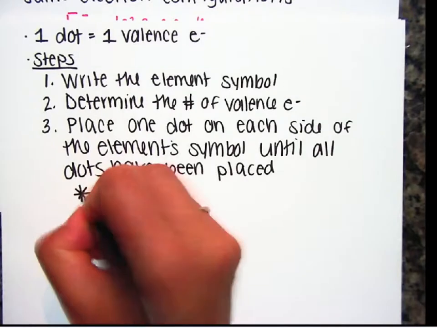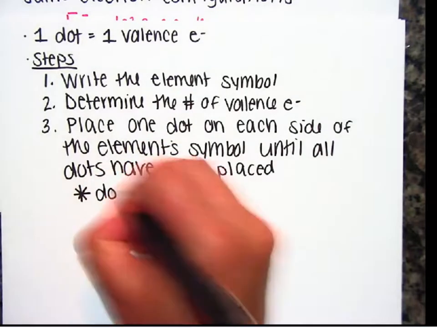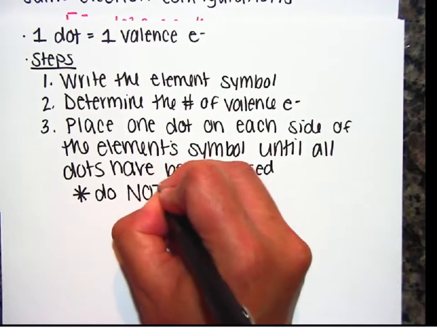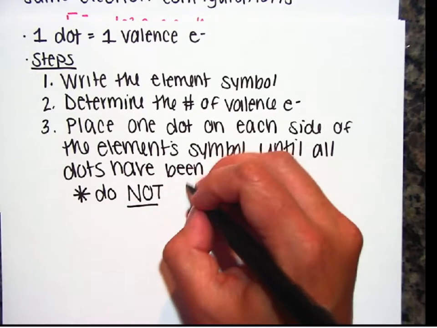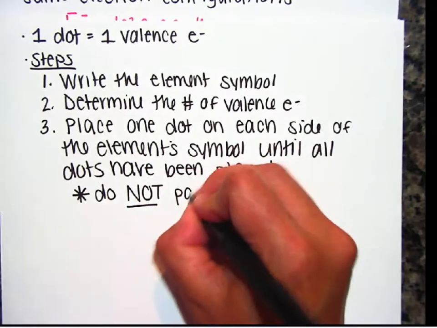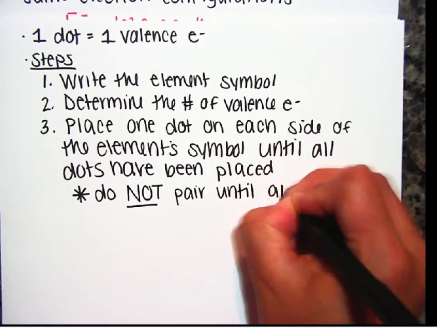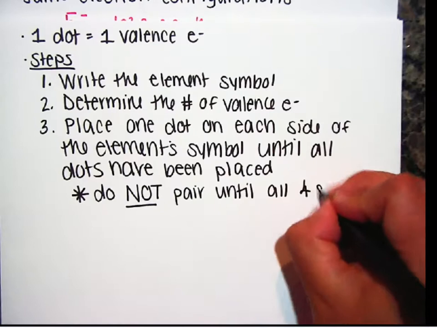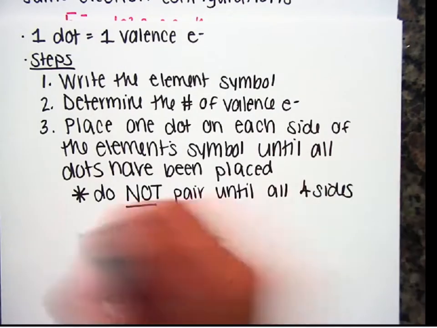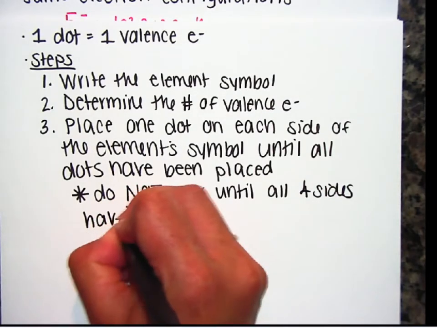Really important for step 3. When we are placing our valence electrons, we do not pair until all 4 sides have one electron or one dot.